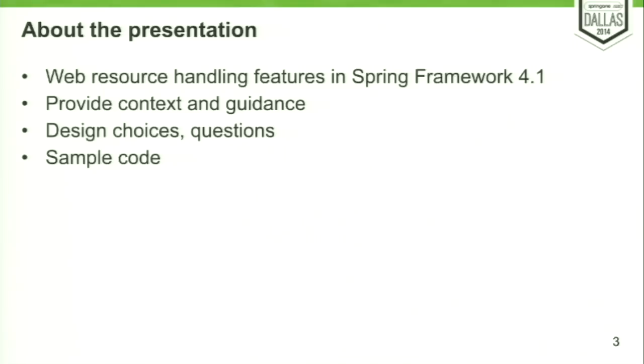Okay, so we'll get right to it. This presentation, as I mentioned, is about the static resource handling features that are in Spring Framework 4.1. We're going to be talking about that and provide some context about the general subject, because it is an important topic for web applications, and we'll provide guidance. We'll talk about the design choices and the thinking process that we went through, where we arrived, and we're going to do that also by showing you the experience that we've had with Sagan, the Spring.io website, and how that informed us about the choices and the decisions that we made. So hopefully this will be a useful presentation. We have some sample code as well.